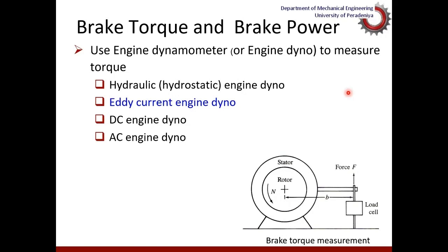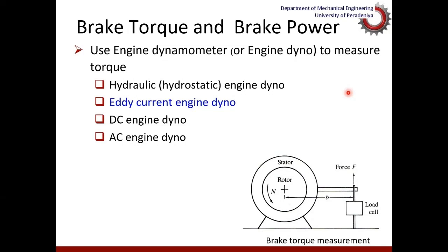So the meaning of the word brake torque, perhaps you are familiar with. What we try to do here is apply a certain resistance on the crankshaft of an engine. And we are going to observe the performance of the engine under different resistance. So we can change the resistance and observe how the engine behaves under different resistive forces. So the brake torque or the brake power can be measured using a specific device called engine dynamometer, or in shortened form, engine dyno.